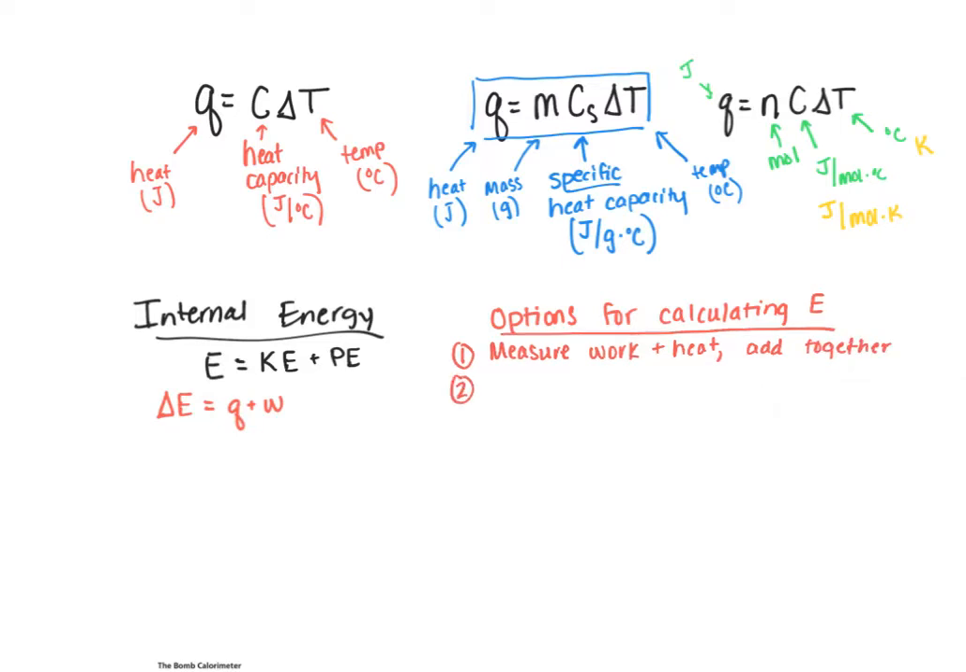Option 2 is that we could force all of the energy to turn into heat and measure the change in temperature to figure out the internal energy. So if we don't have any work, then that means that all of the internal energy is heat. So we could force all energy to heat, measure delta T. Option 3 would be to force all of the energy to perform work and measure the work.